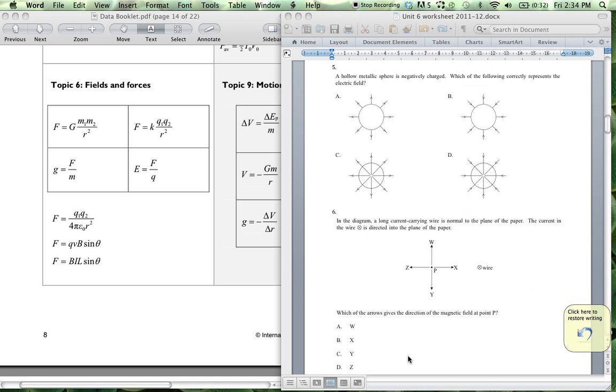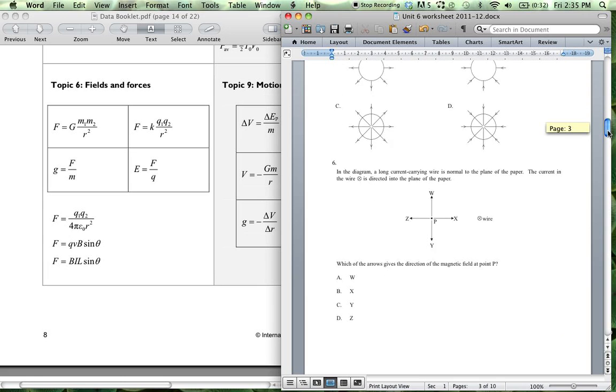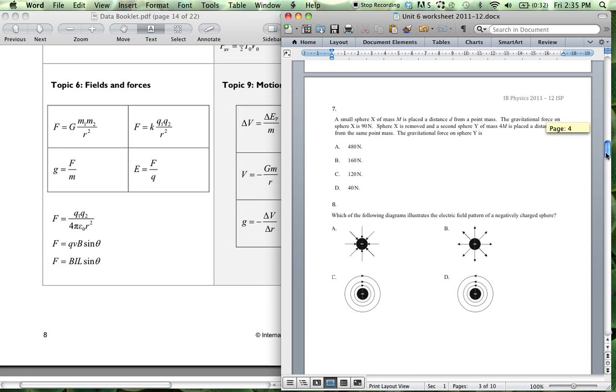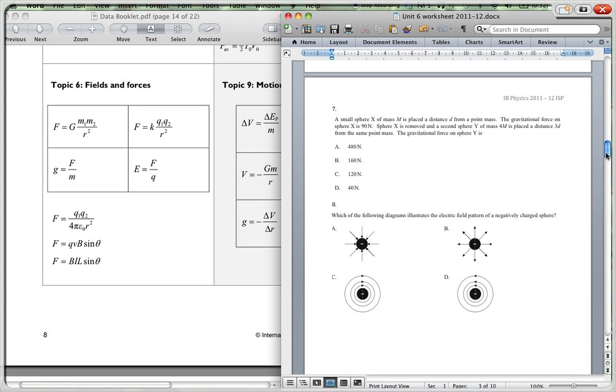Great. Going on to the next question, question 7. It says here, a small sphere X of mass m is placed at distance d from a point mass. The gravitational force on the sphere is 90. So we've got 90 is equal to G. We've got the mass placed next to a point mass. I'll call that small m, and it's a distance d, so that will be d squared.